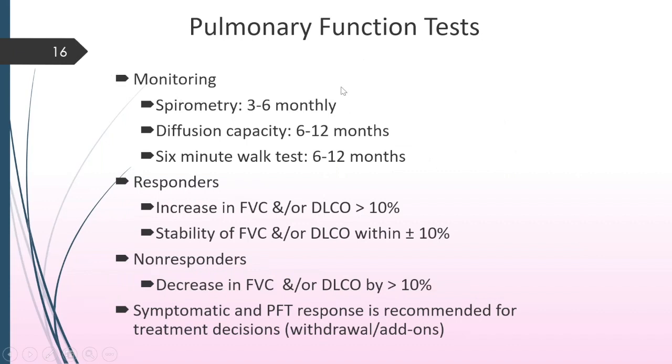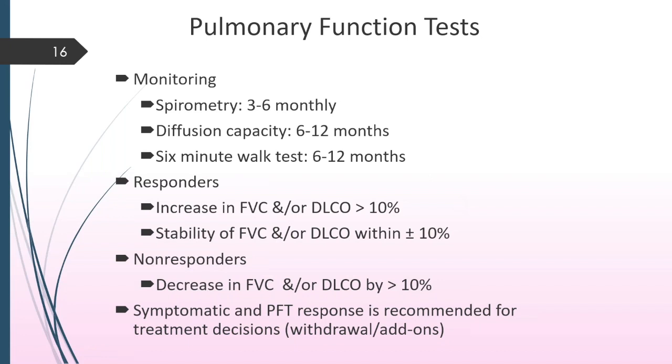We do lung function tests to monitor the disease, and once the patient is started on treatment, spirometry is done every 3 to 6 months, diffusion capacity every 6 to 12 months, and a 6-minute walk test every 6 to 12 months to monitor the progress of the disease. When FVC and DLCO increase by 10% on follow-up, it means the patient is responding to treatment. Or if they remain stable, then also it's taken as a criterion for response, because not all diseases will respond well to treatment.